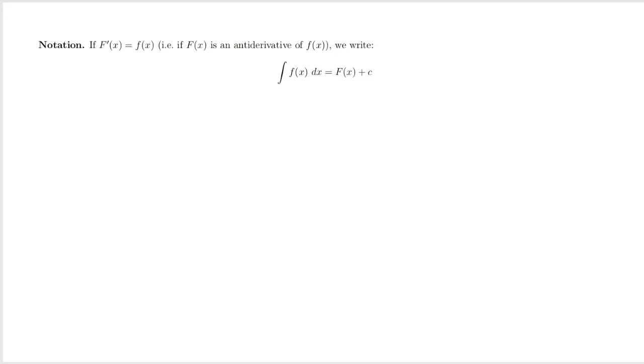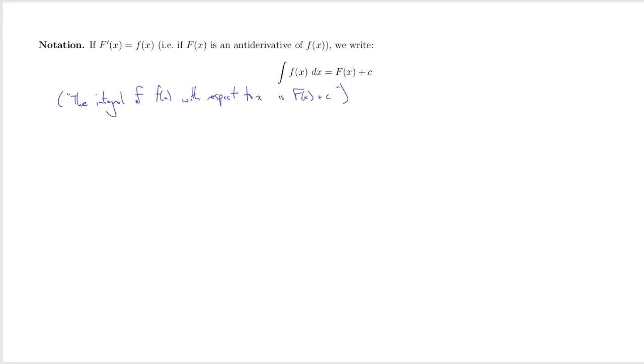And here it is. If capital F is an antiderivative of the function lowercase f, then we write it like this. This we read as the integral of f of x dx is equal to capital F of x plus c, or the integral of f of x with respect to x, which is even better, is equal to capital F of x plus a constant.